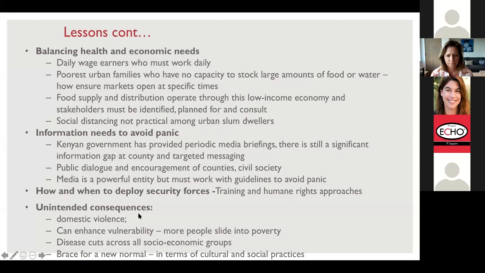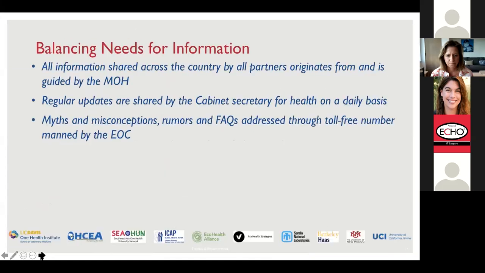And we're also learning that this COVID-19 issue is a wicked problem, a complex problem that has unintended consequences, like the increase in domestic violence, which can enhance vulnerability, that this disease cuts across various socioeconomic groups, and it will give us a new normal. Next slide, please.